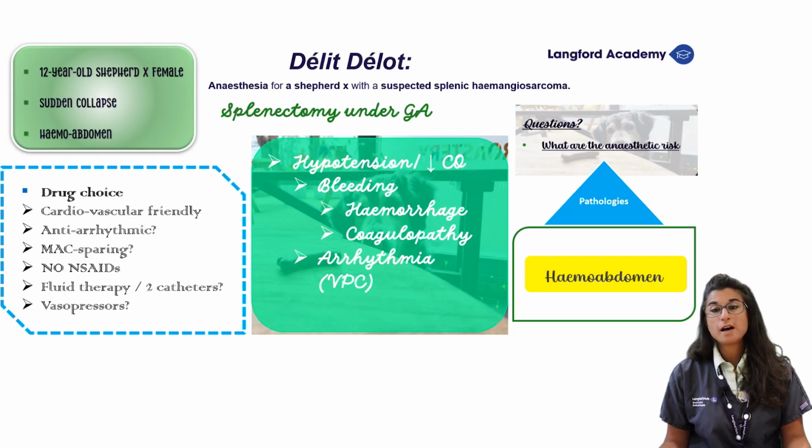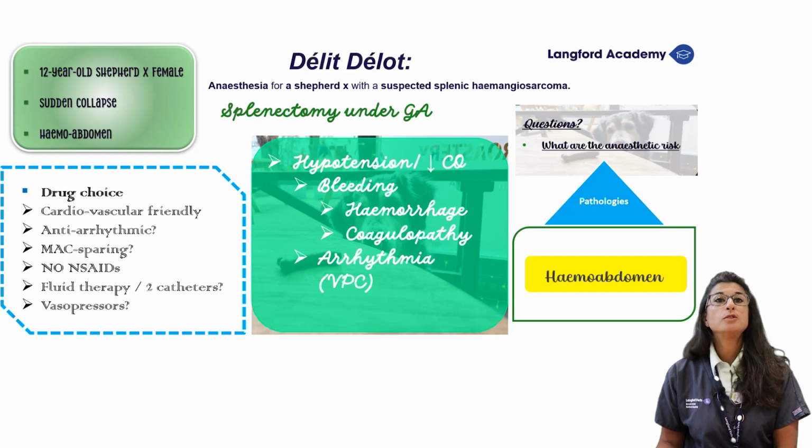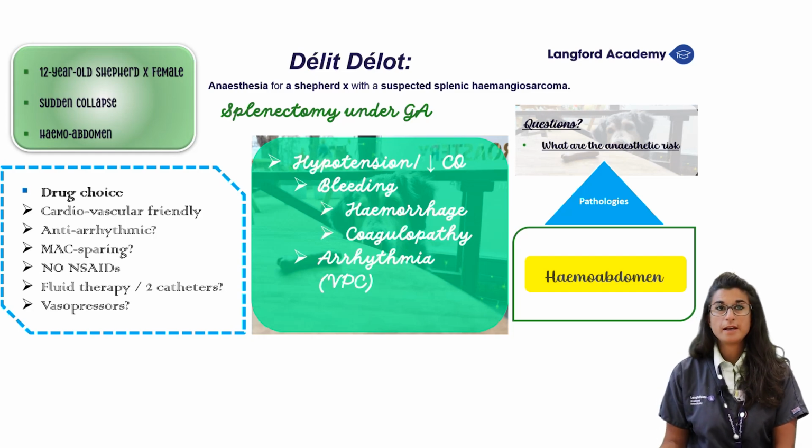You want to use drugs that have max brain effects. You want in no circumstances on those patients to use non-steroidal, first because there is a higher risk of bleeding, but also because they are at risk of hypertension and therefore decreased kidney function. You want to favor fluid therapy, hence we said earlier giving 2 catheters, and you want to consider vasopressors.